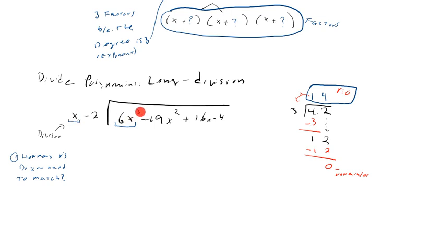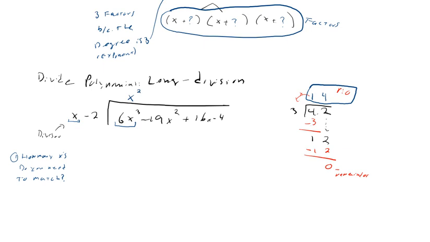Well, I have 1 here, I have 3 here. I need 2 more x's. If I have x to the first power, I need 2 more x's to make x cubed. So I'm going to put x squared up here.